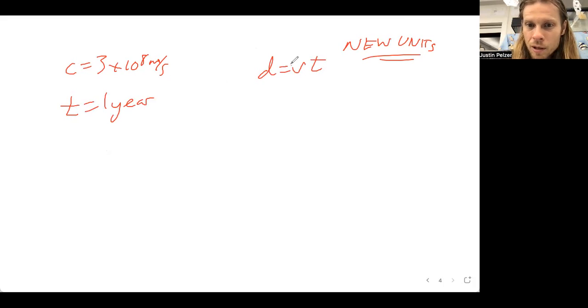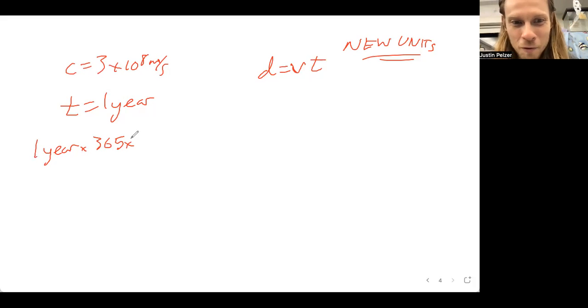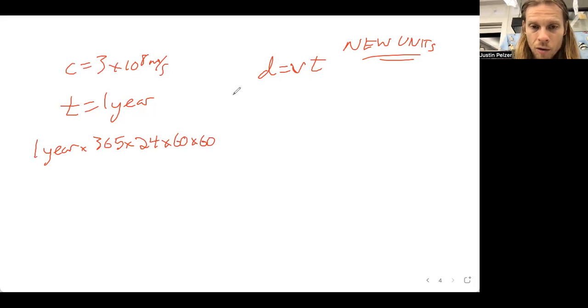Right. So instead of meters, I can do 1 year times 365 days. You can do 0.25 if you want, because it's a leap year, but I'll just do 365 times 24 hours in a day times 60 times 60. So new units. Units number 1, meters and seconds.